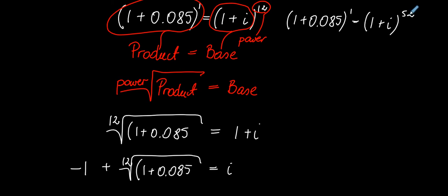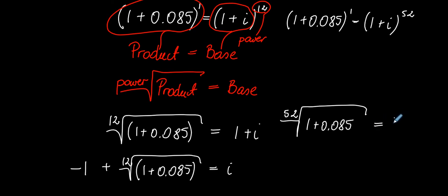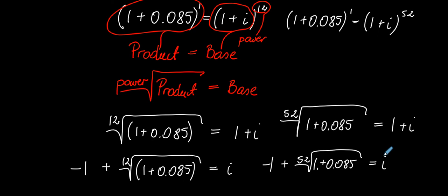Applying that same thing here, my power is 52, so it's going to be the 52nd root. That again is my product. Oh, I'm missing a bracket here. Well, I don't really have to have a bracket, it's the same thing. And again, 1 plus I, and again, all I have to do is to take that 1 to the other side and change the sign to the opposite. And that will always work, even if your formulas are more complex. But that's what we do. Usually with financial maths, we have to do one of those changes.